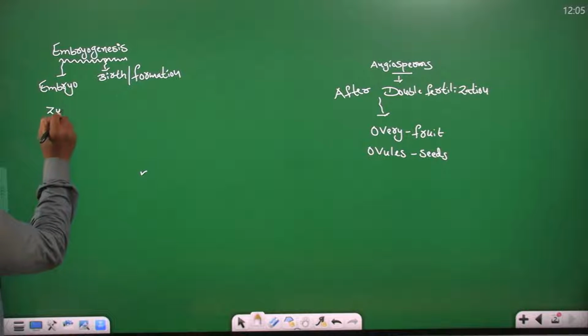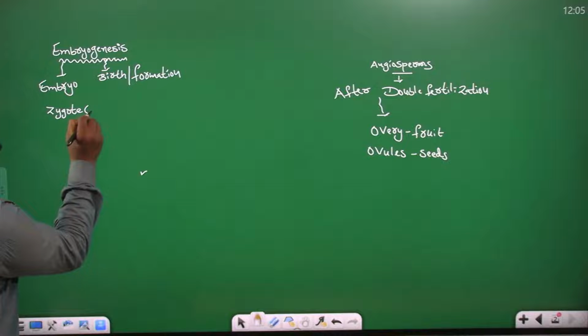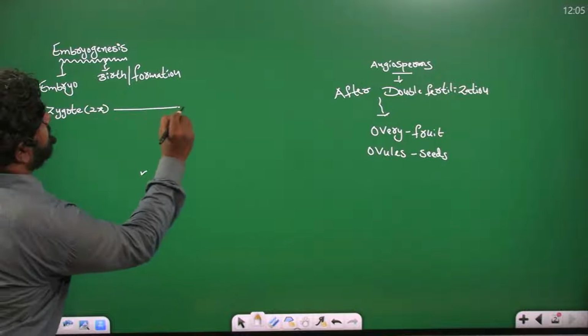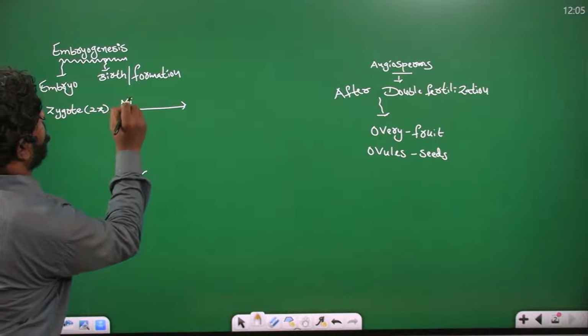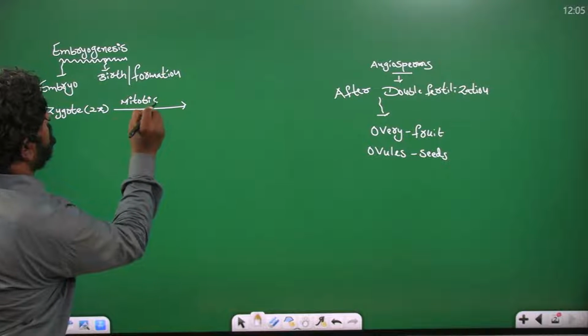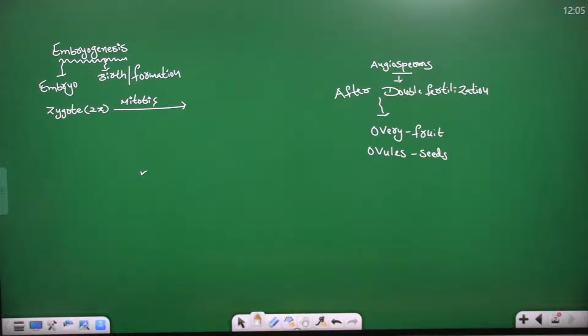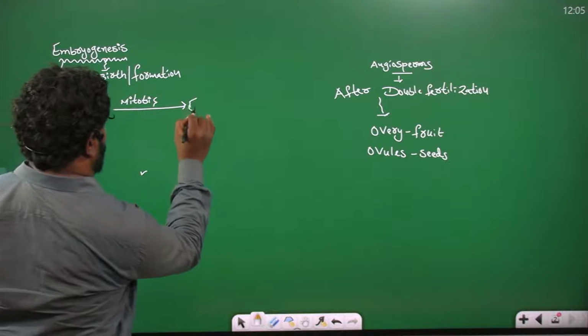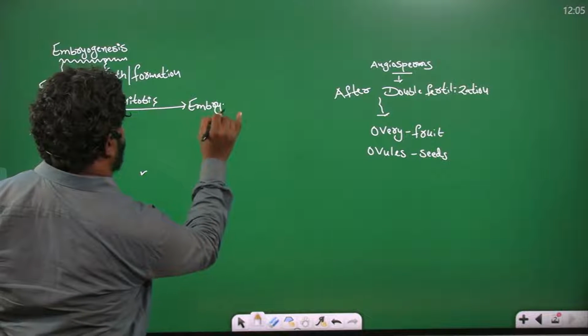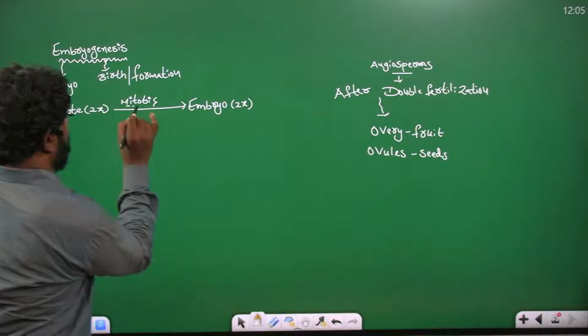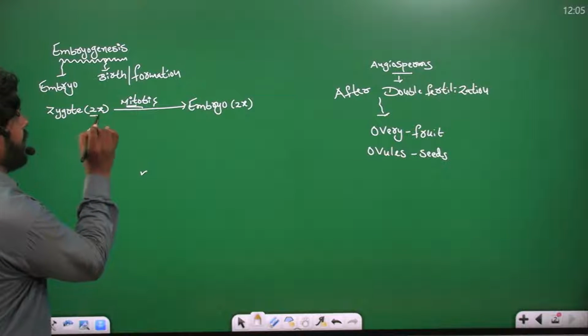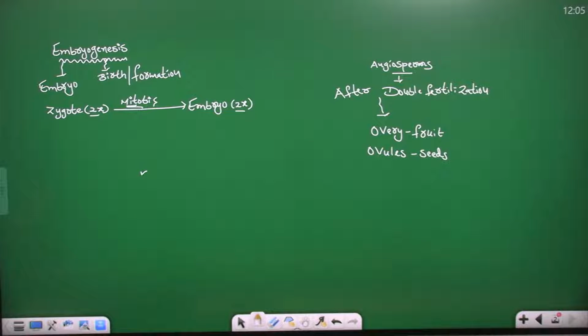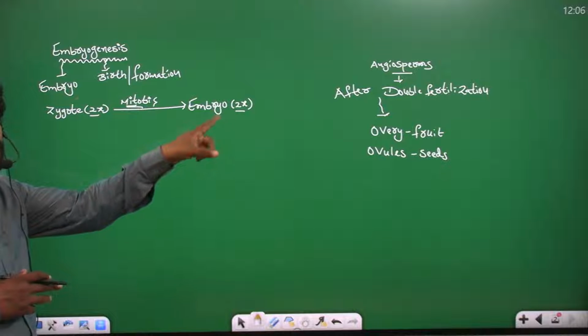See, because of syngamy, which one is formed? Zygote, it is diploid. This zygote undergoes repeated mitotic division. Finally, it is developed into diploid embryo. Here mitosis occurred, that's why diploid and diploid. If meiosis occurred, chromosome number is reduced to half. But here mitosis, that's why chromosome number in the parent and in the offspring is the same.